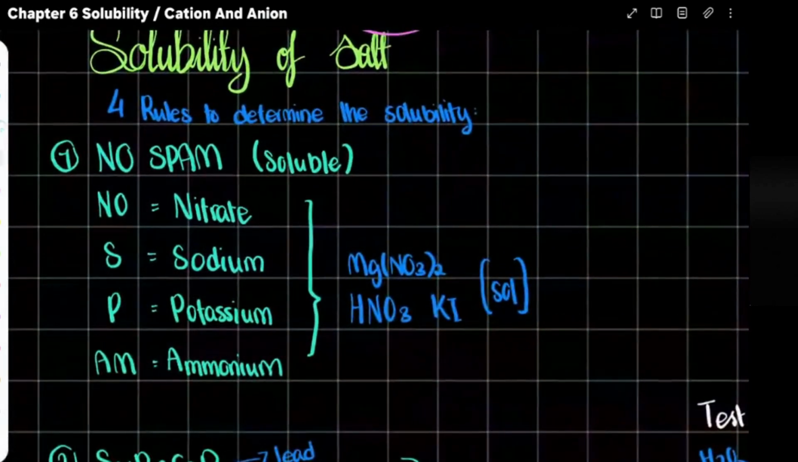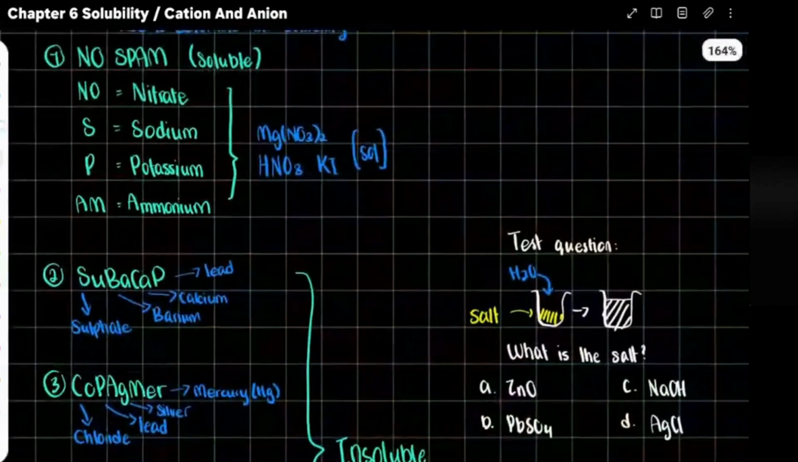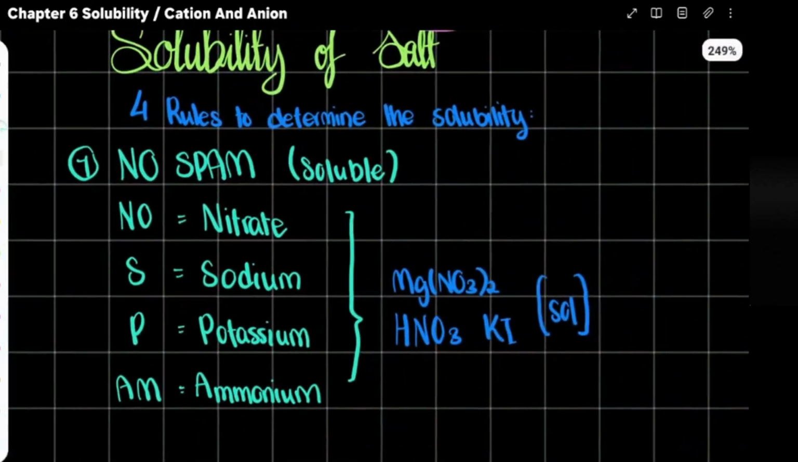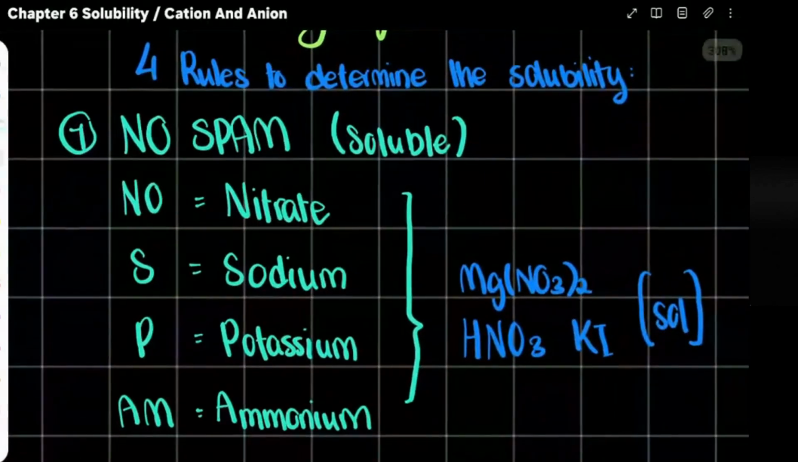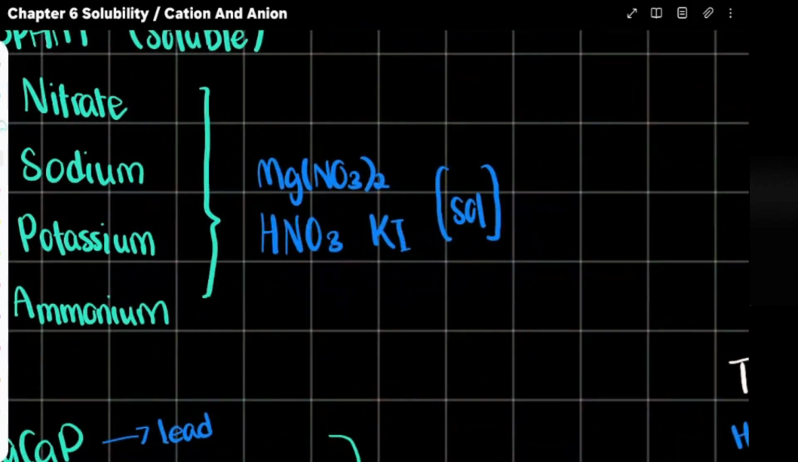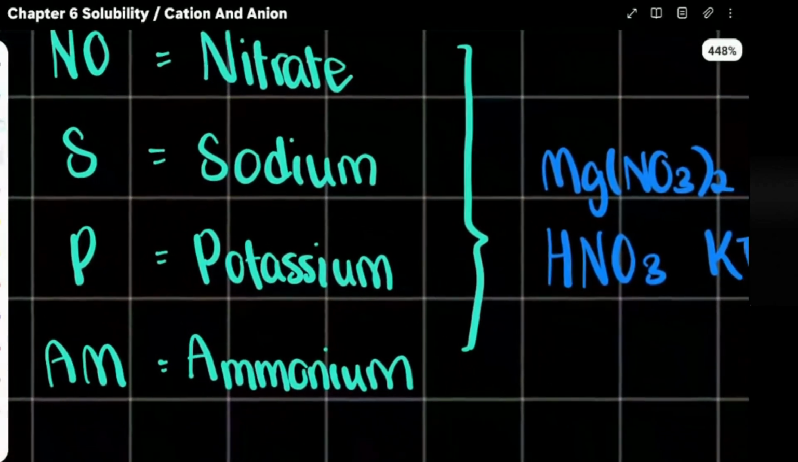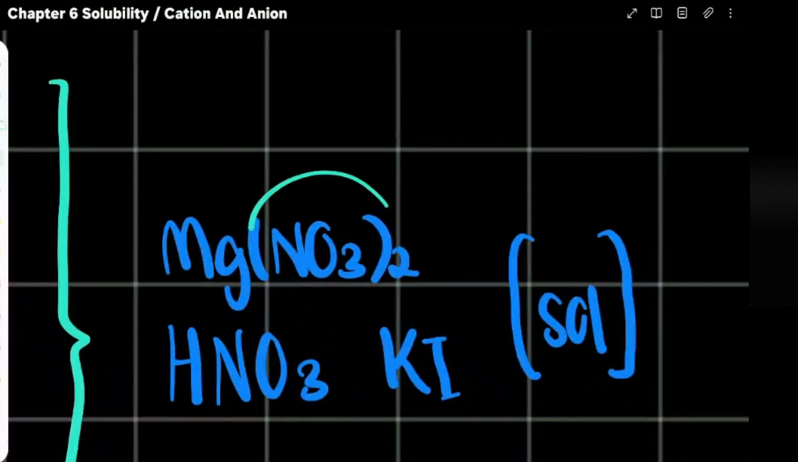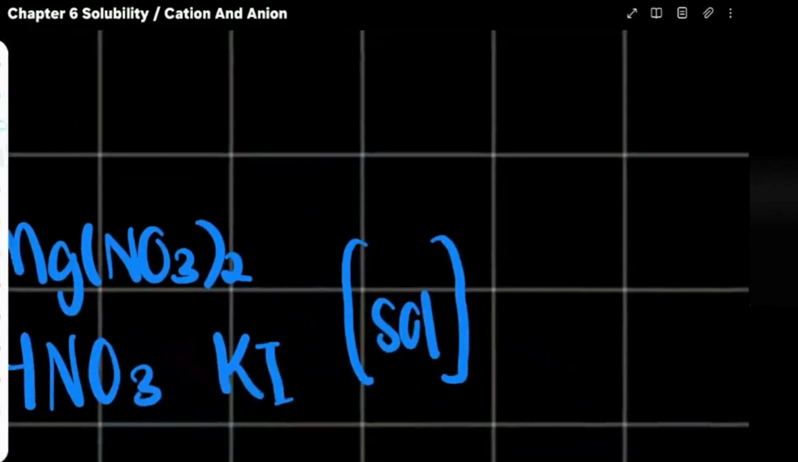So now, solubility of salt. There are 4 rules to determine whether a salt is soluble or not soluble. That's very easy to understand, right? The first rule is actually NO SPAM. Meaning anything with NO SPAM is soluble. NO SPAM means nitrate, sodium, potassium, and ammonium. For example, MgNO3. Mg is magnesium, NO3 is nitrate. Nitrate means soluble no matter what.